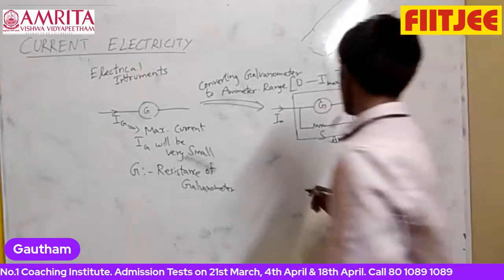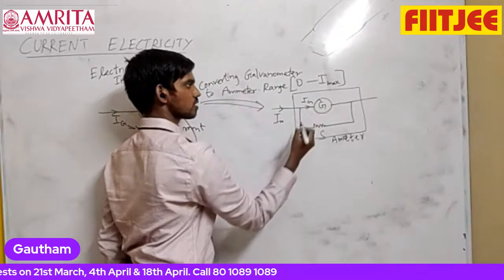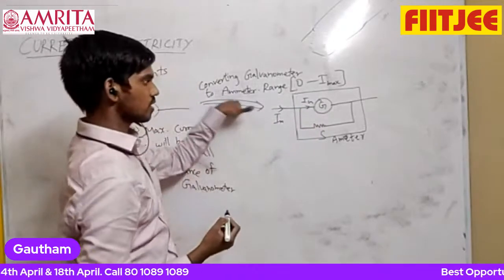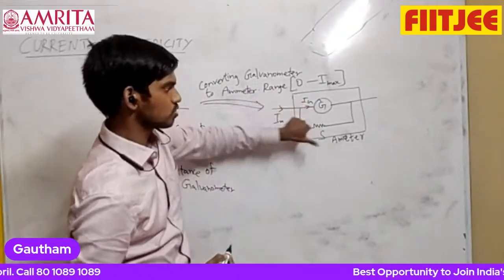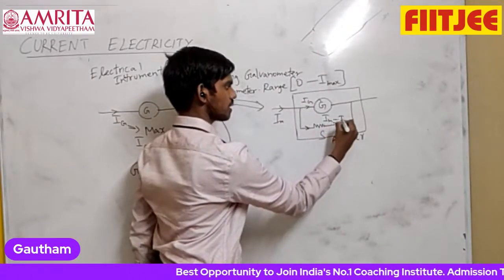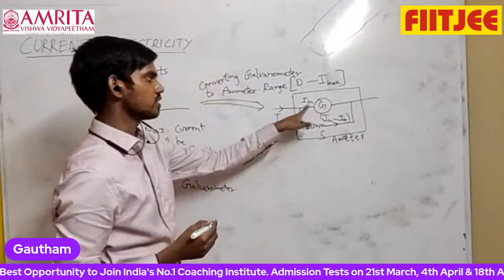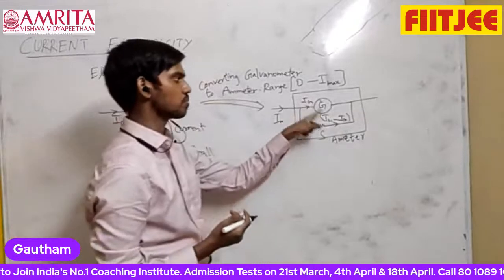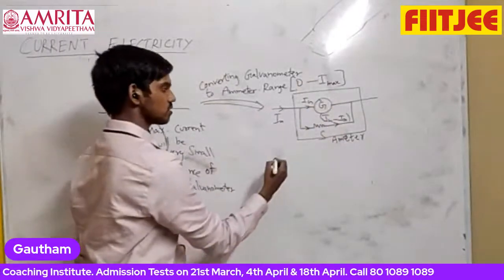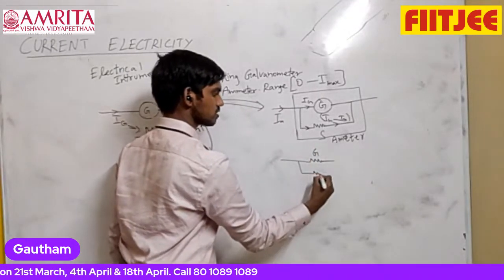So when Im is passing here, Ig will pass through the galvanometer. Large current is coming, only a small part is going here, and the remaining should go through the shunt, which means Im minus Ig will flow here. So how to find the Ig and Im relation? Already I told you, it is a parallel branch. You can take it like two resistors. Here the resistor is G, here the resistor is S.